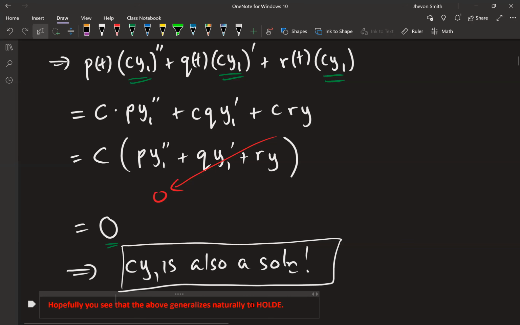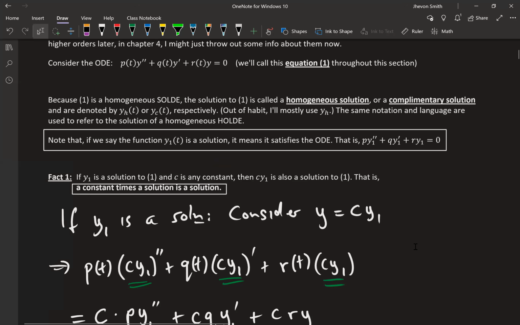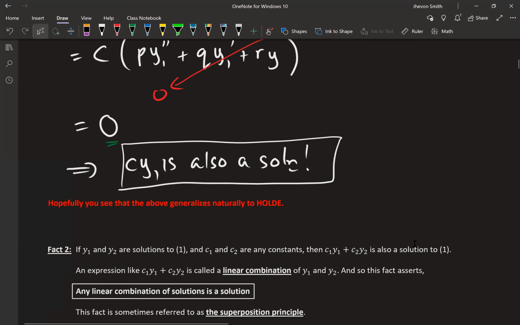Hopefully you can see that this will generalize to higher order as well. There's nothing special here about having a second derivative. If I had the nth derivative, I'd be able to factor out constants and do exactly the same thing. So this will actually generalize very naturally to higher order linear ODEs as well. In general, if you have a solution to a linear ODE, no matter what order it is, a constant times that solution will also be a solution. So that is a very important fact. Once you have a solution, anyone multiplies it by a constant, they give you no new information. A constant times a solution is automatically a solution.